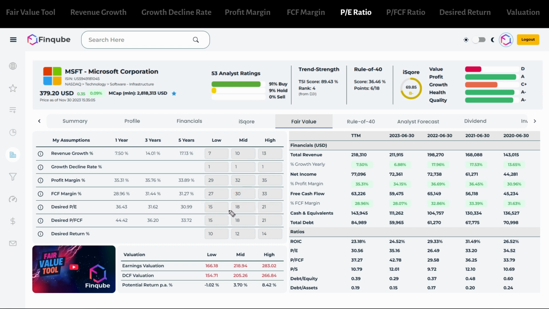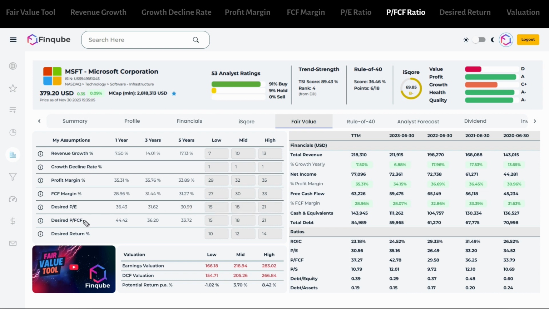For Microsoft, we know there is a huge moat. It has a huge brand, and it has also high return of invested capital. So I have to factor these things in. And that's why I go with 15 in the low and 21 in the high.